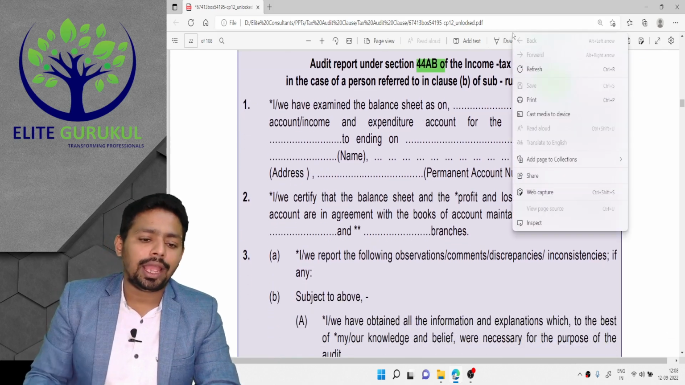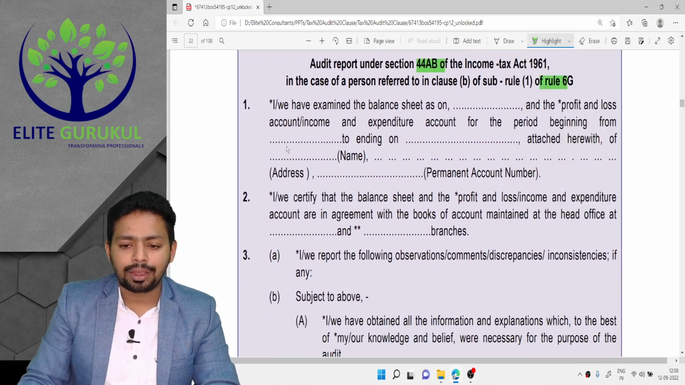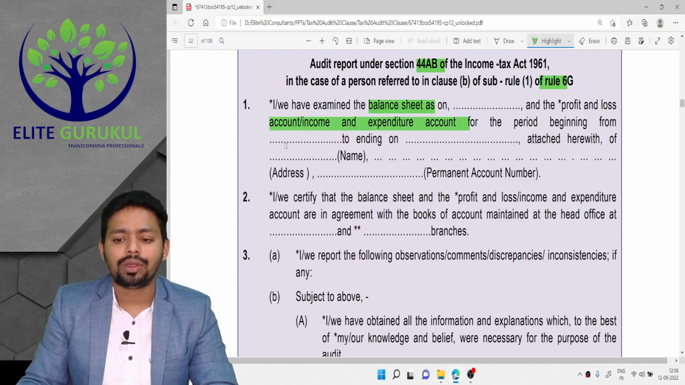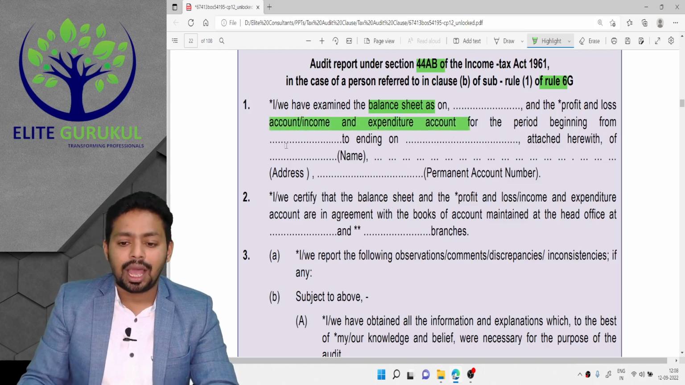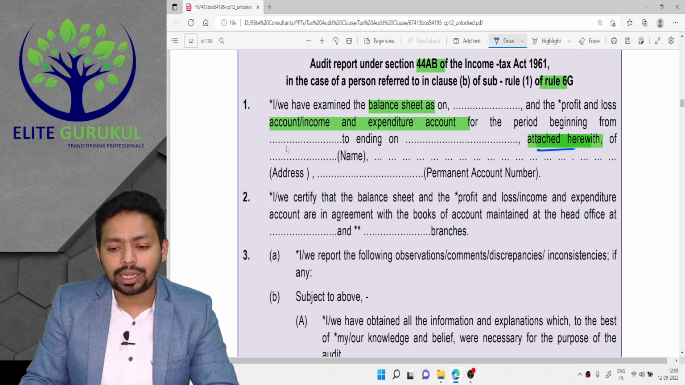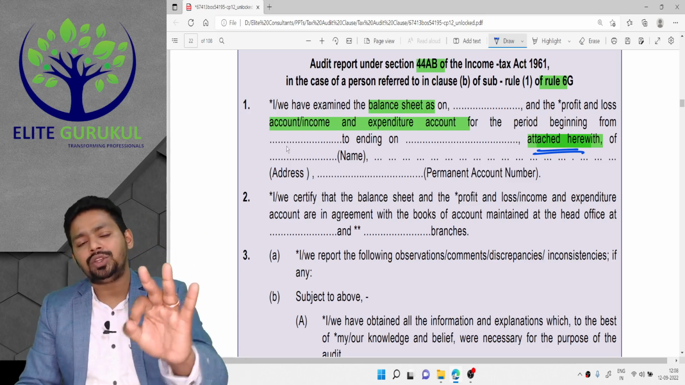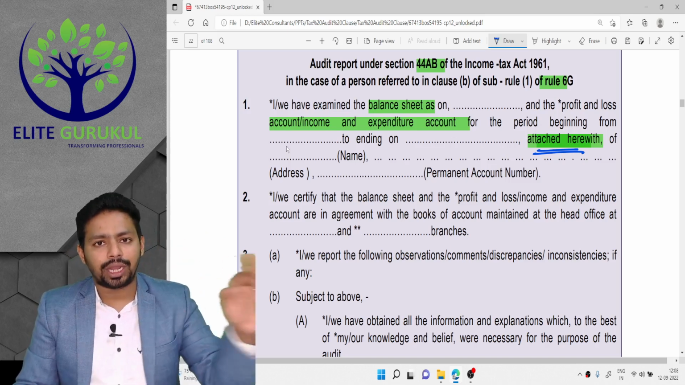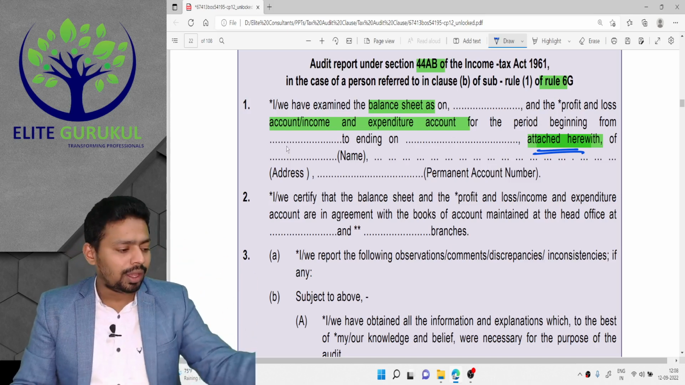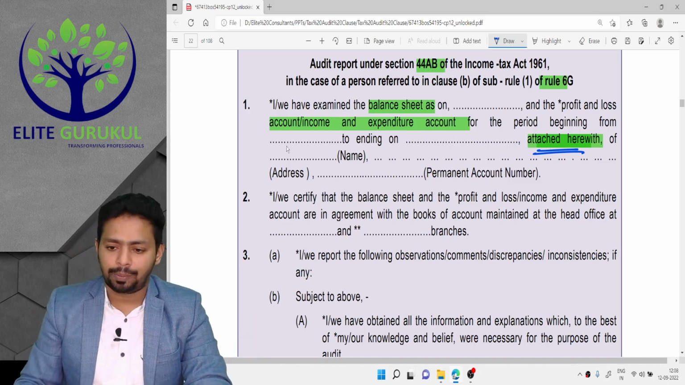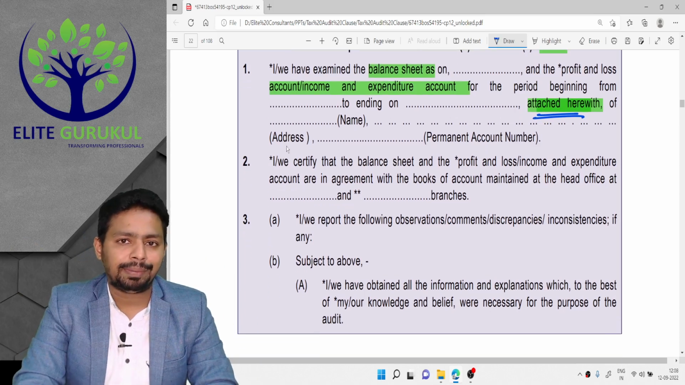Audit report under section 44AB in case of a person referred under rule 6G. Okay. I or we have examined the balance sheet as on this date, profit and loss account and income expenditure account beginning from this date to this date. Attached herewith, that means you have to attach this profit and loss account and balance sheet, whatever you have verified. It is a general practice: we take the printout, we take the signature on the profit and loss account, and we take the signature of the owners and we attach it to the audit report. If you do not attach, the audit report will not be accepted.